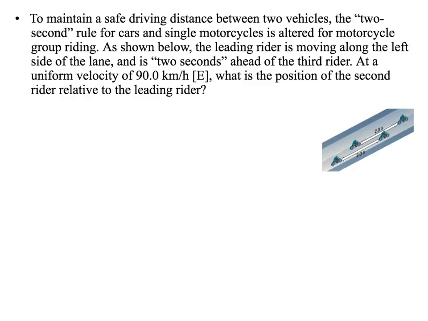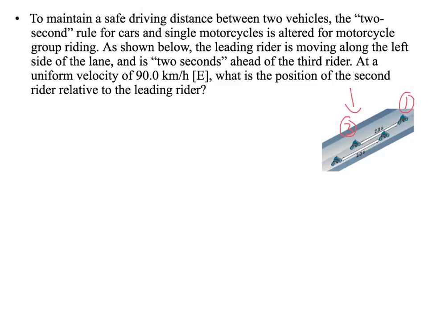To maintain a safe driving distance between 2 vehicles, the 2-second rule for cars and single motorcycles is altered for motorcycle group riding, as in more motorcycles riding than just one together, as shown below. So as shown right there. The leading rider is moving along the left side of the lane and is 2 seconds ahead of the third rider. So that's the lead rider. That is the third rider right there. At the uniform velocity of 90.0 kilometers per hour east. So what is the position of the second rider relative to the leading rider?